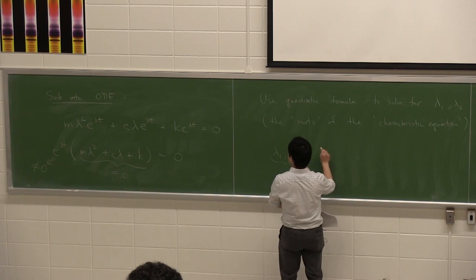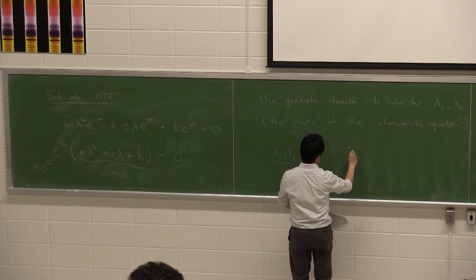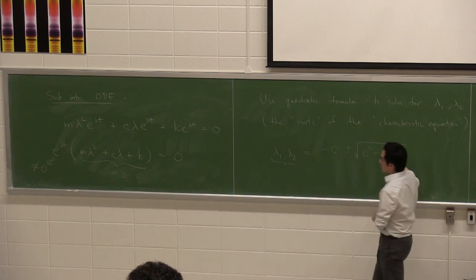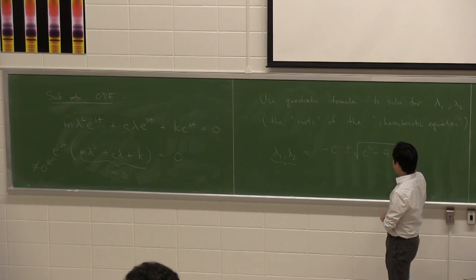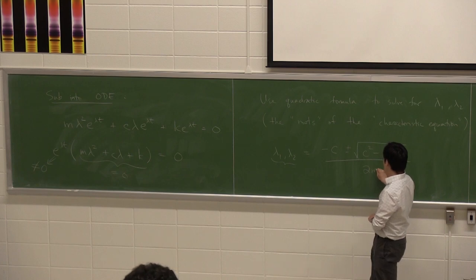So what do we get here? It should be negative c plus or minus square root of c squared minus 4mk, divided by 2m.